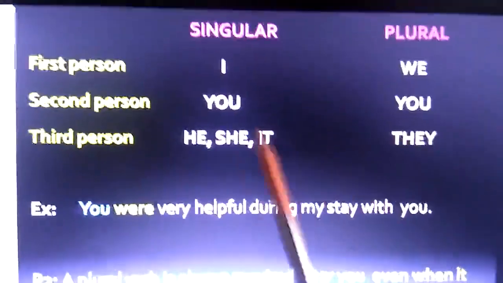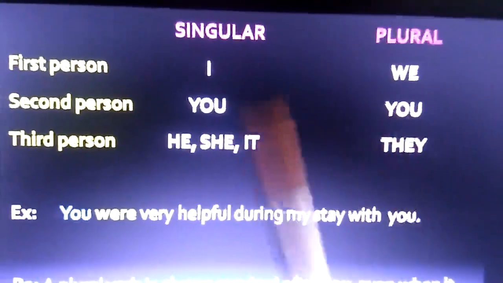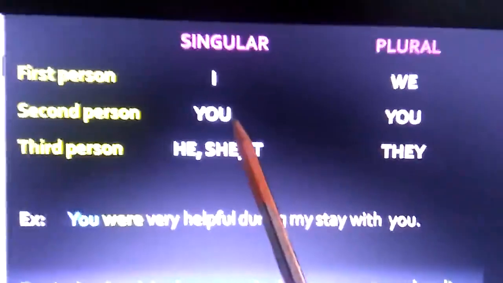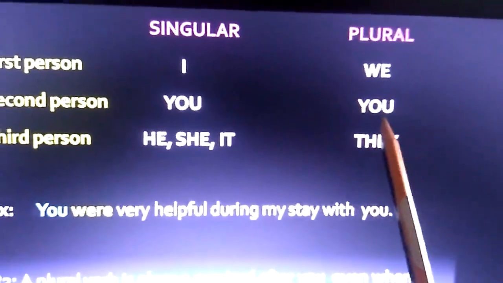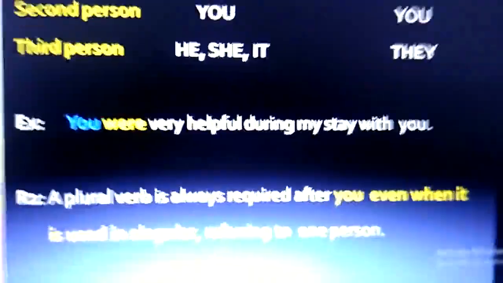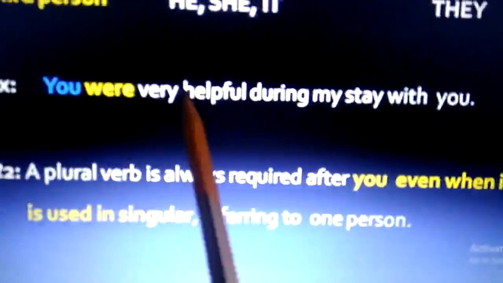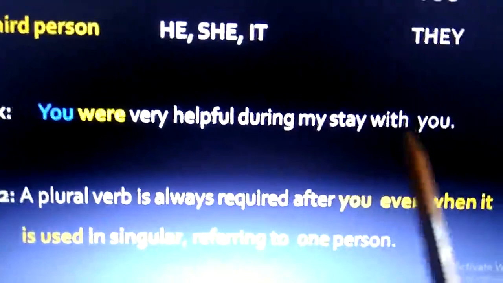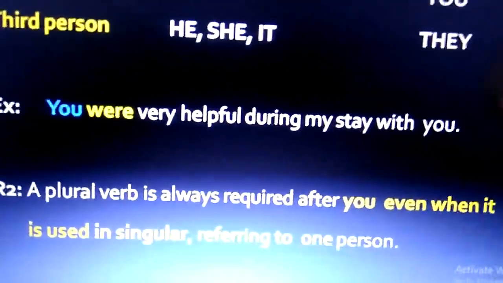So in this second person we concentrate now. Second person, both singular and plural have the same form, that is you. So if you are referring to one person, you use you. If you are referring to more than one person, the plural form of that you is also you. And particularly based on this, we have to remember one rule. Here, see this example. You were very helpful during my stay with you.